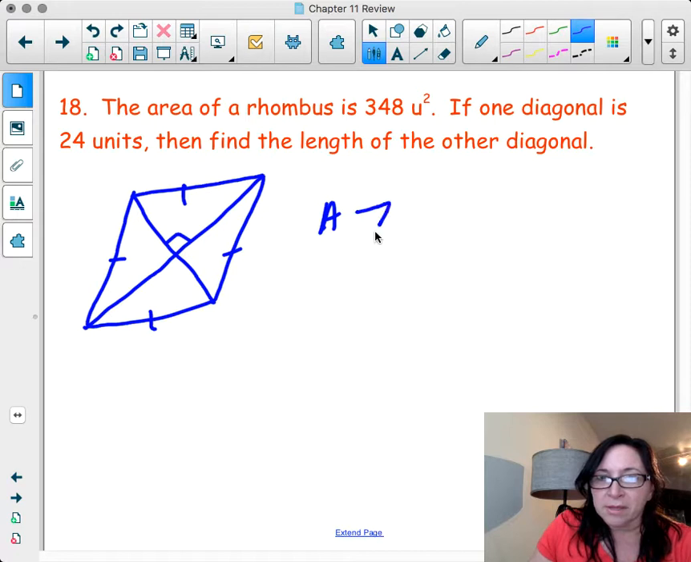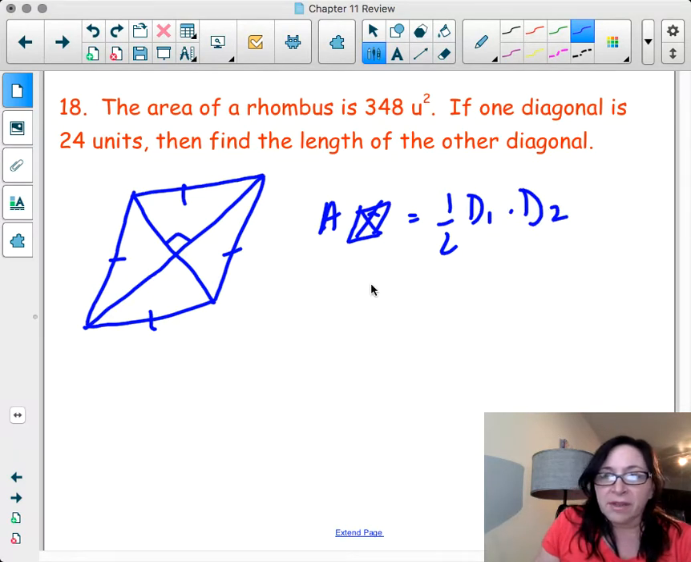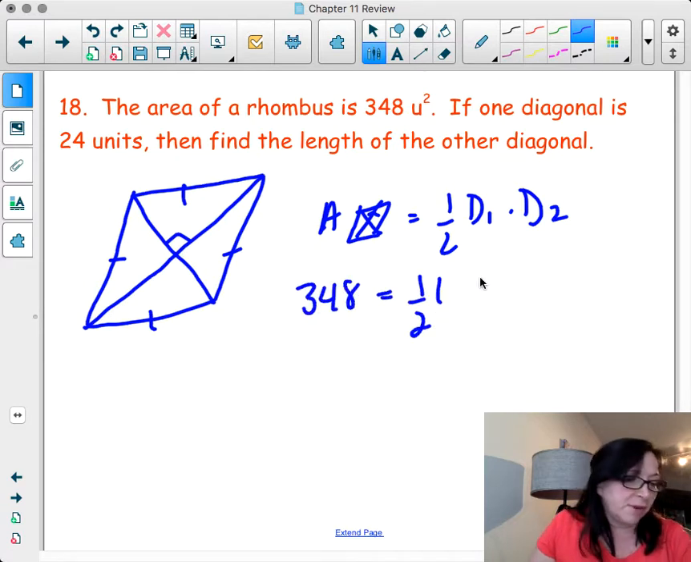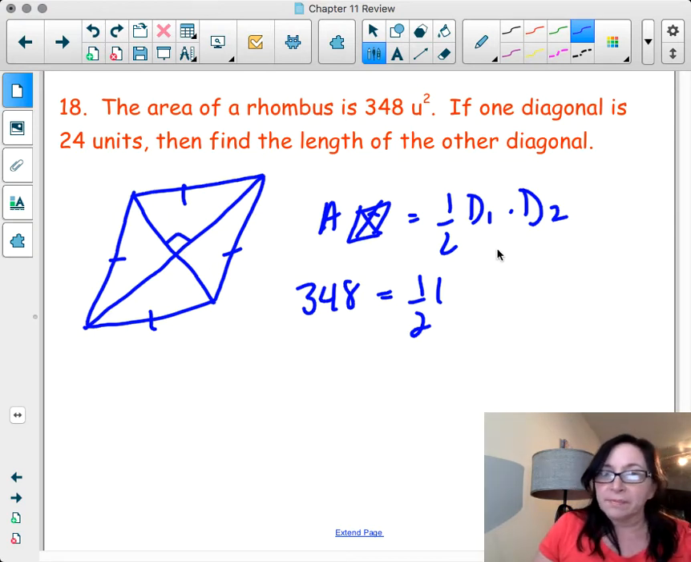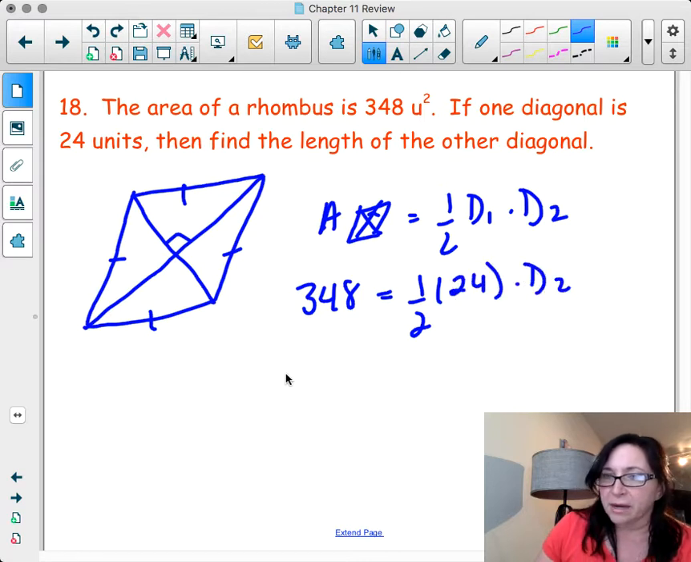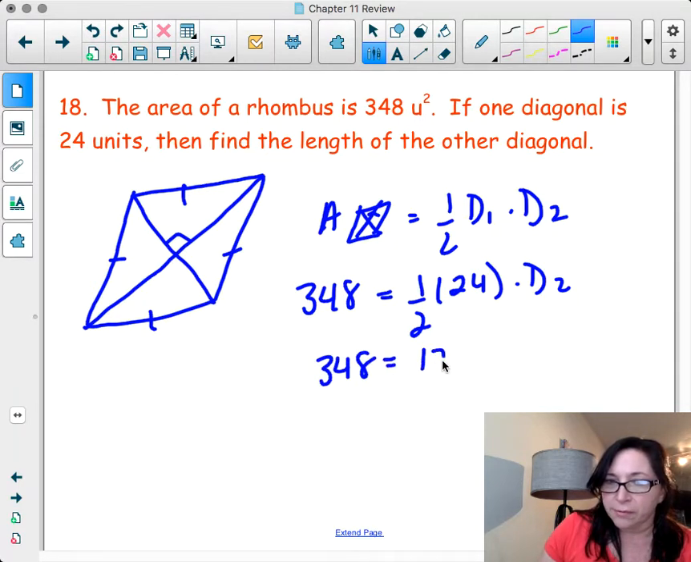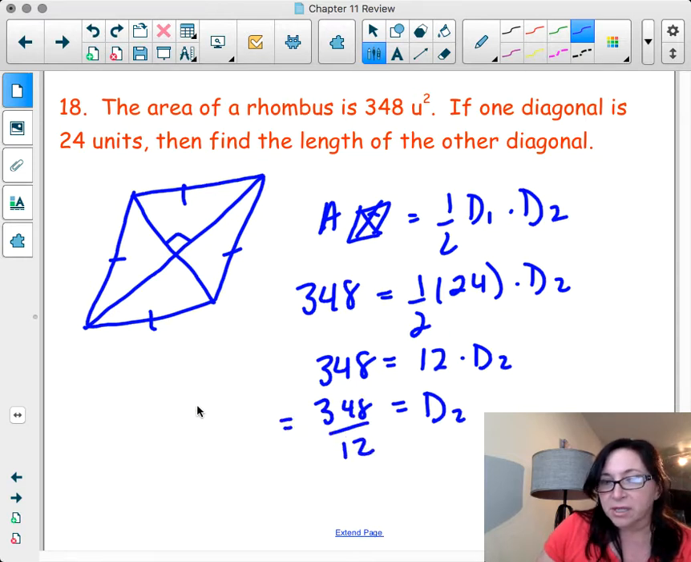Area of a rhombus is equal to 1/2 diagonal 1 times diagonal 2. And what they've given us is the area, which is 348 units squared, equals 1/2. They've also given us the diagonal. One of the diagonals is 24 units, so 24 times the second diagonal, which gives us 348 equals 12 times diagonal 2. So diagonal 2 is equal to 348 divided by 12, which is 29 units.